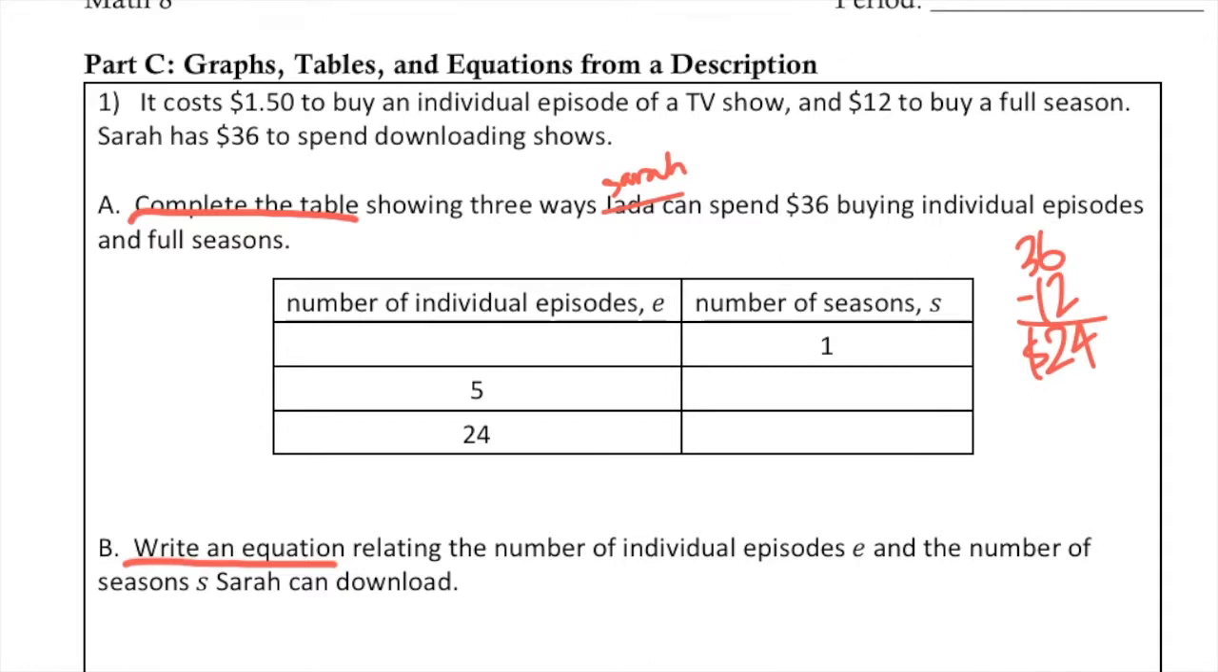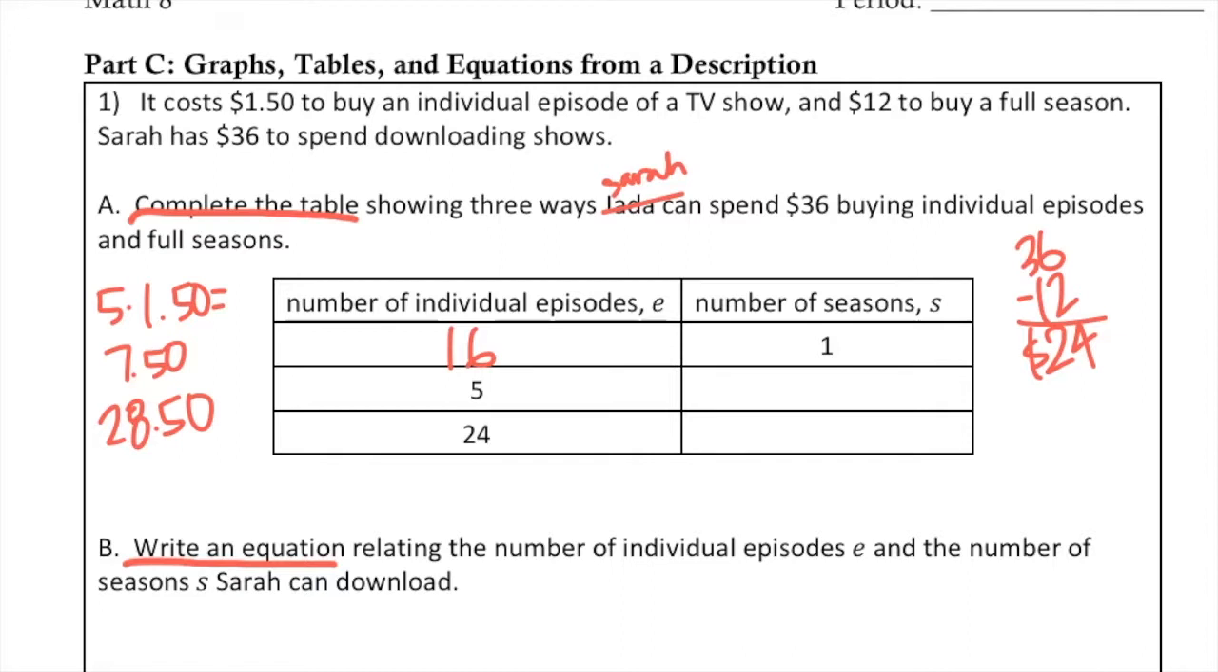So then I can do 24 divided by 1.50, and that gives me 16 episodes. So I'm going to fill that in on my box. Okay. Now, if she buys 5 episodes, 5 times 1.50 is $7.50. So I'm going to subtract that from my total. So 36 minus $7.50 gives me $28.50 to spend.